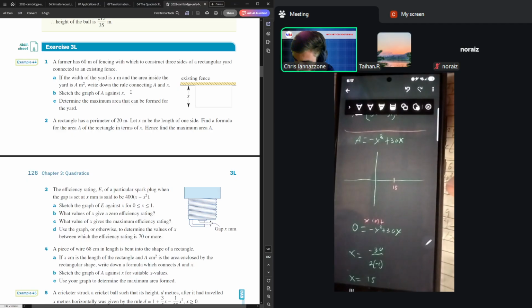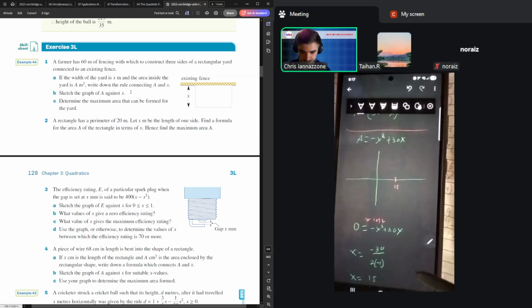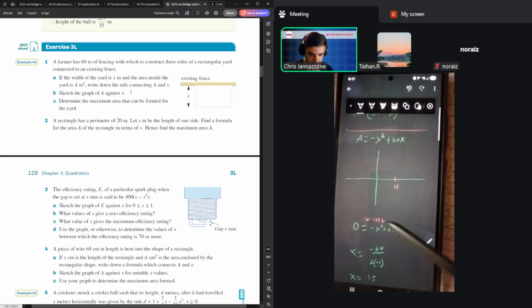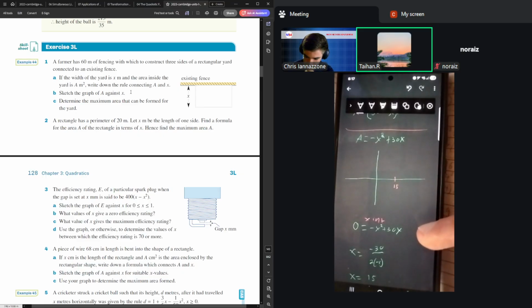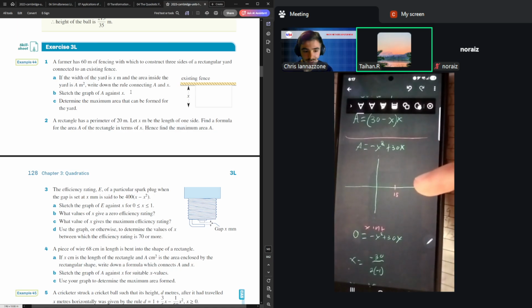We do need to get the intercepts though, still. Oh, sorry, I thought we already had. So 0 equals negative x squared plus 30x. So that was the y-intercept. X-intercept. Oh, sorry, x-intercept. So simplify that. So you'd get x equals 0 or 30? Yep. How did you come to that conclusion? That is correct. How did you get that?